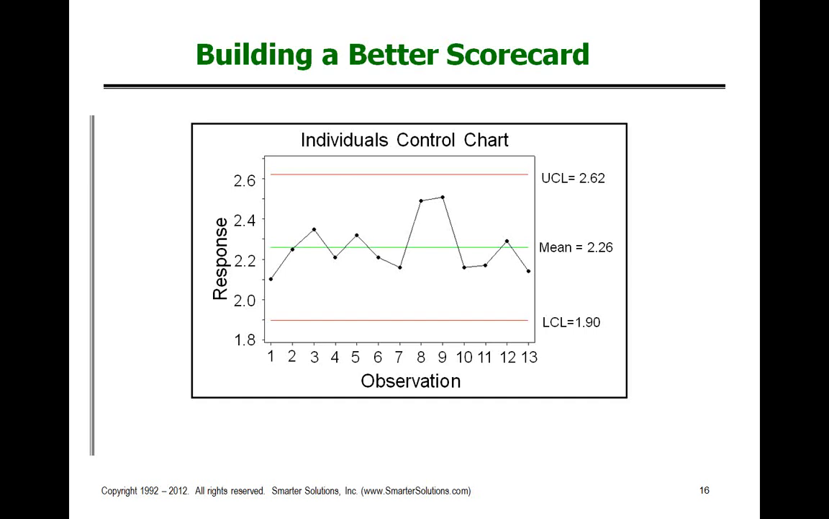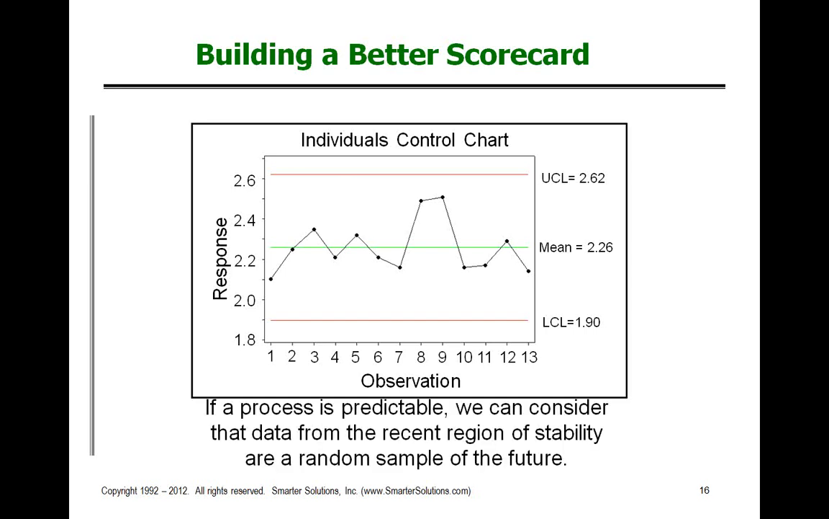So what we're going to look at now is taking that recent region of stability, and we're going to build a histogram that represents a distribution of what we believe we'll see in the future. Because we're going to take this recent region of stability data and consider it to be a random sample of the future. Now, this is presuming that we don't have any process improvement efforts, and also we don't have something major that changed the overall process that caused a shift.